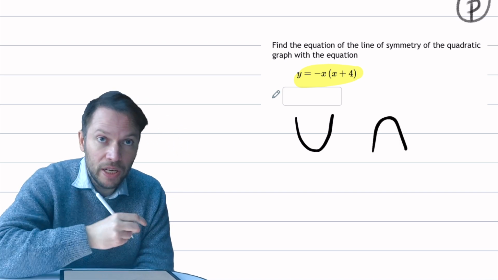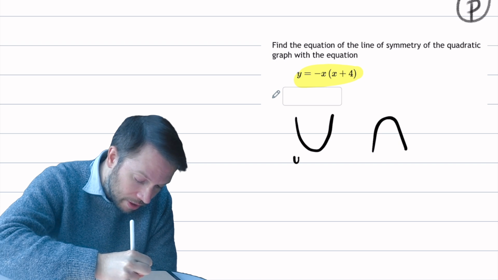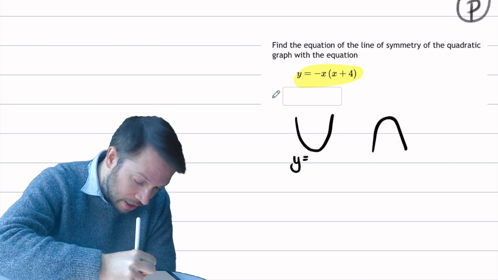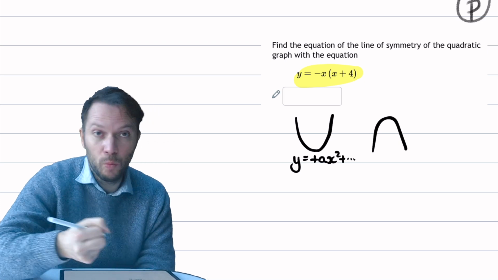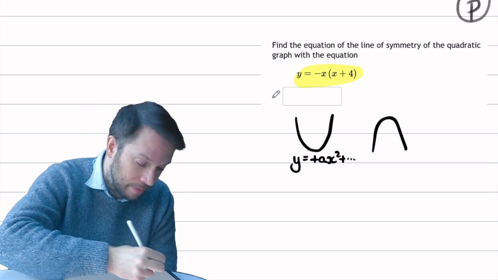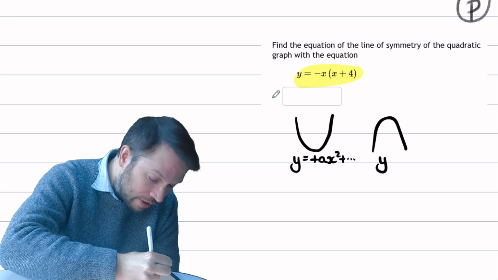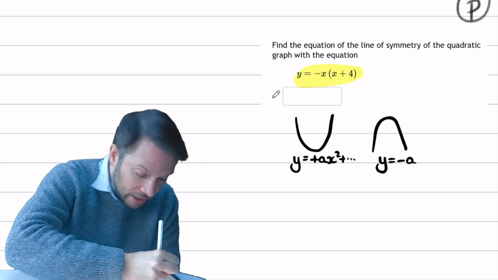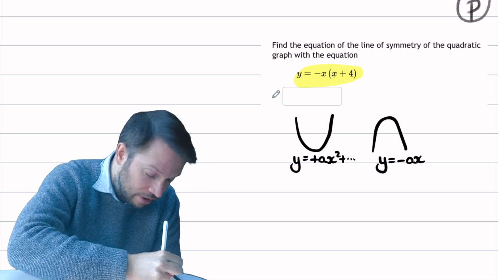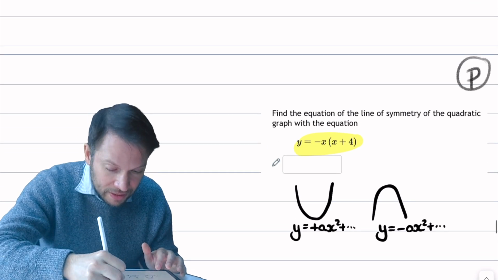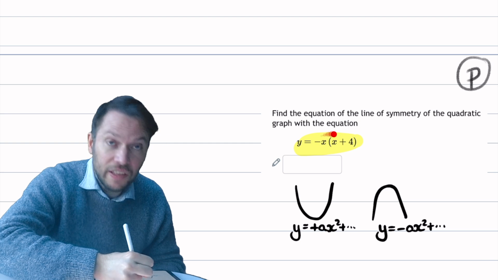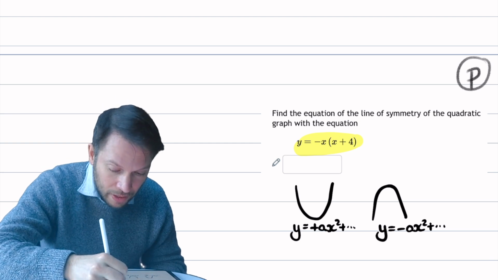And remember, we get the smiley face shape if the number in front of the x squared term is positive. So it's some positive value x squared. It could be, for example, just 1x squared plus something, etc. And if it's a negative number, like y equals minus x squared, minus 2x squared, etc., then you get this hill shape like this.